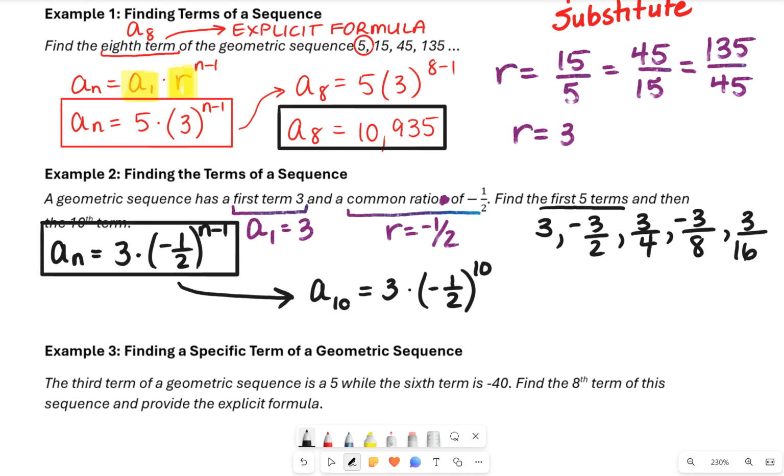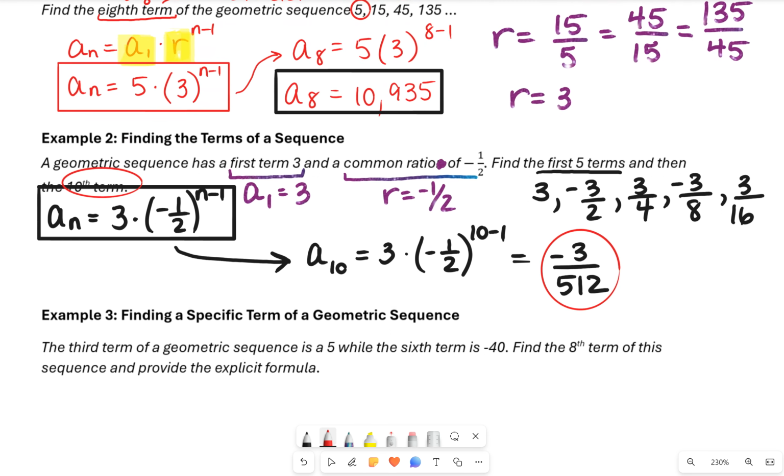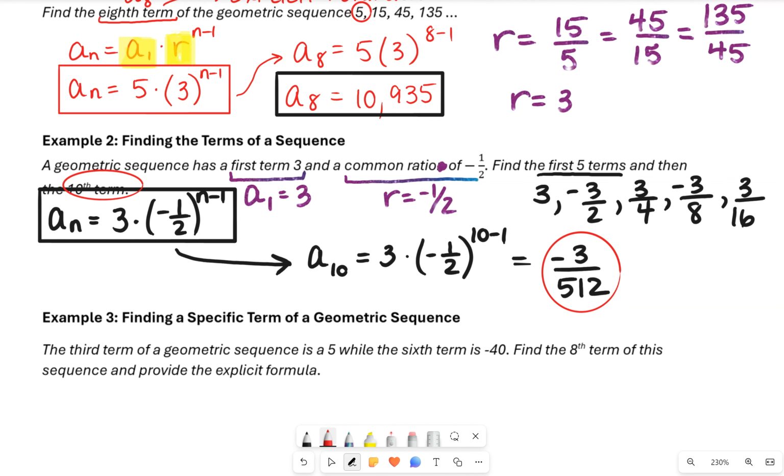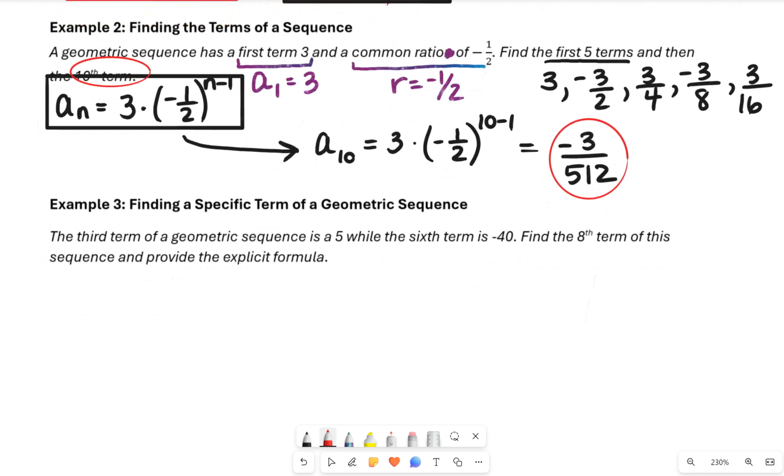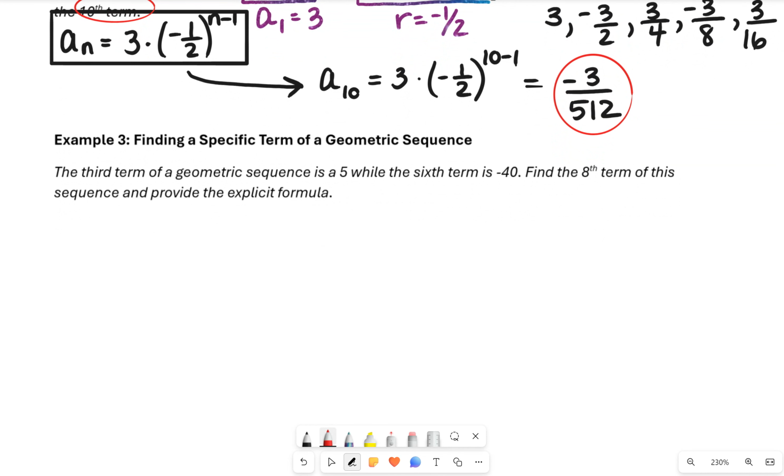How many terms do we have? 10. We're looking for 10 minus 1. If you type that all out into your calculator, you should get -3/512. That is your 10th term that was being asked for, right over here. Okay, that's your A sub 10. And you could have done that for every single one. You could have found A sub 1, A sub 2, A sub 3, A sub 4, A sub 5 by just plugging in 1, 2, 3, 4, 5 into your formula. So feel free to do it that way as well.